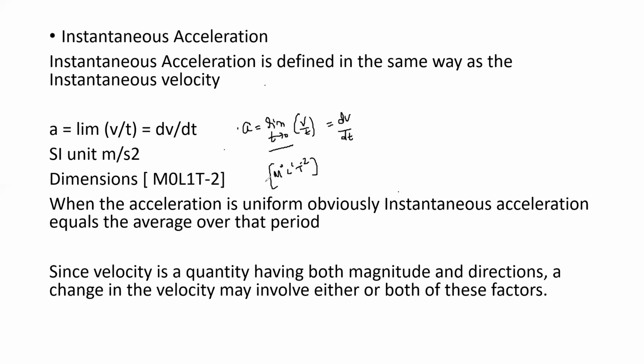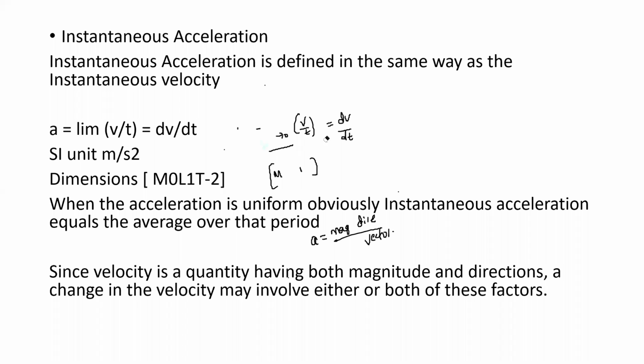Okay, since velocity is a quantity having both magnitude and direction, a change in velocity may involve either or both of these factors. Means what is the meaning of this statement? That is, as velocity deals with magnitude and direction both, we say that acceleration is also the same. It shows magnitude as well as direction of the body. Therefore, this is called as what? Vector quantity. Acceleration is also a vector quantity. So this is regarding acceleration.